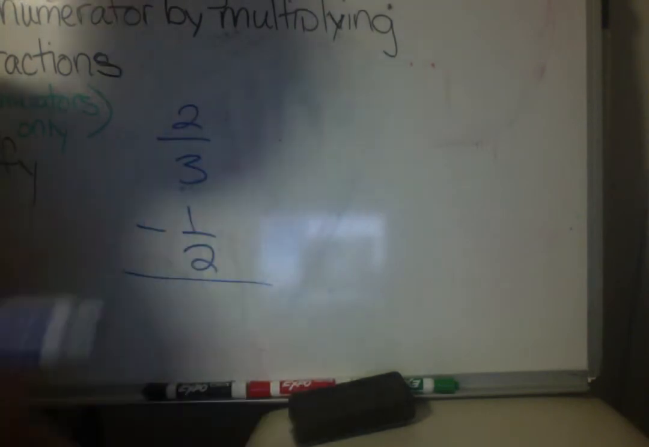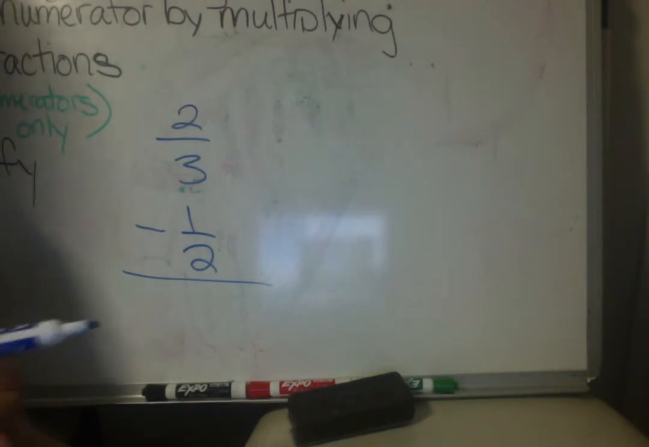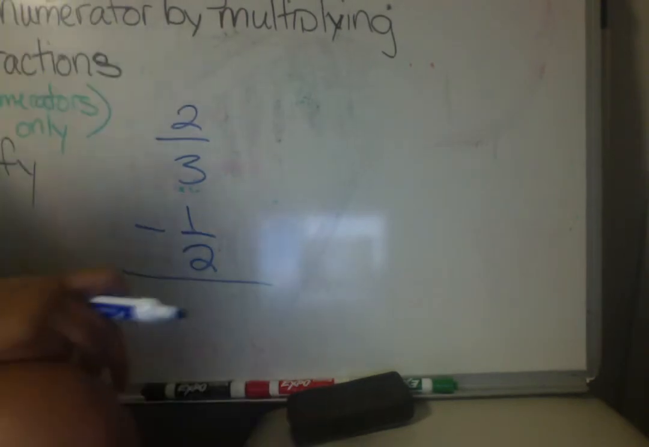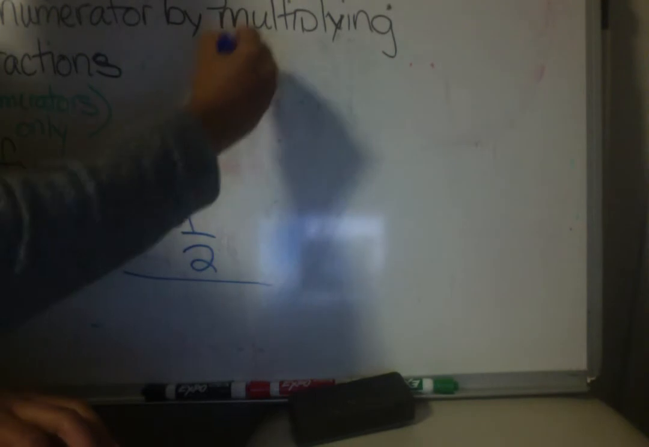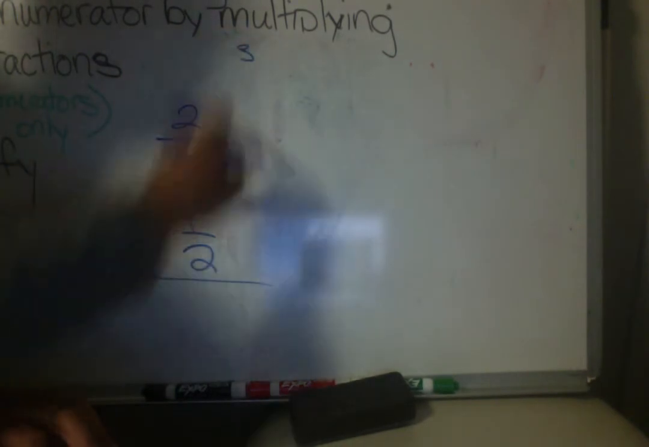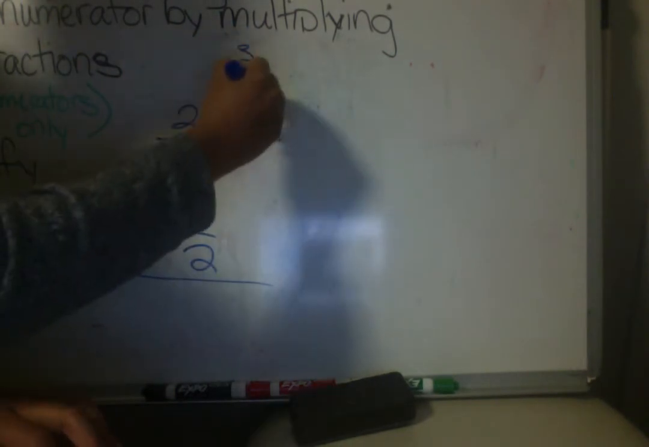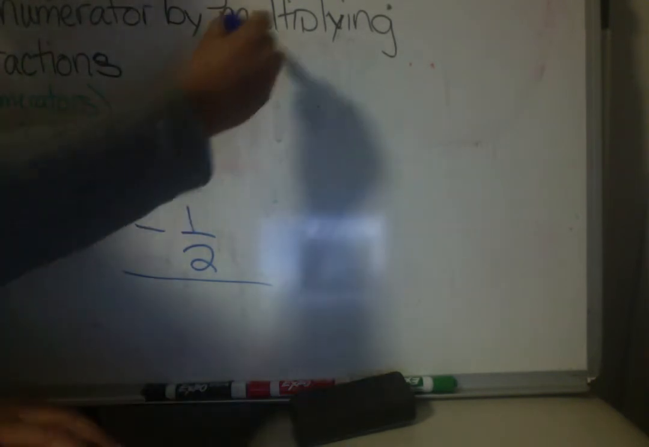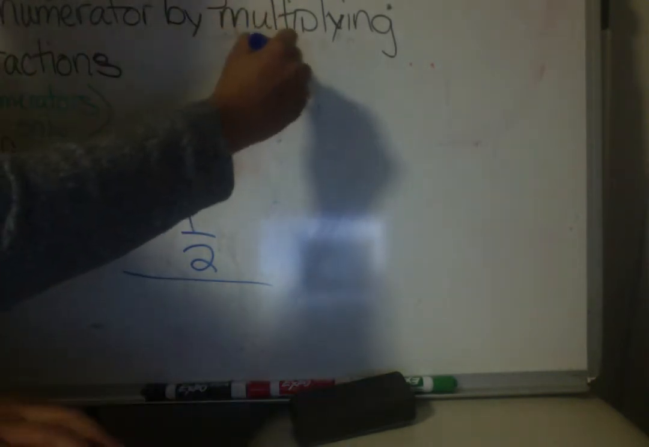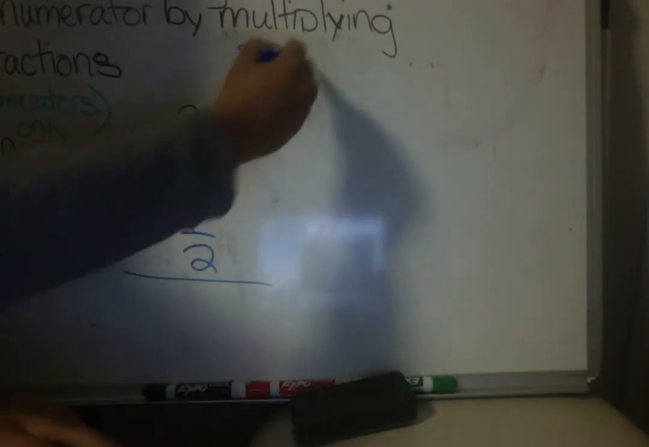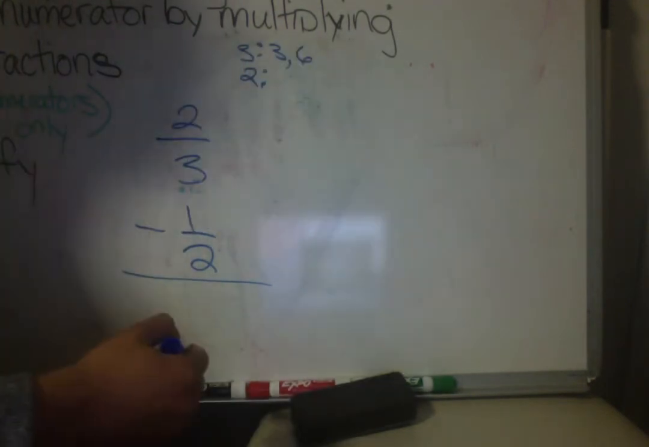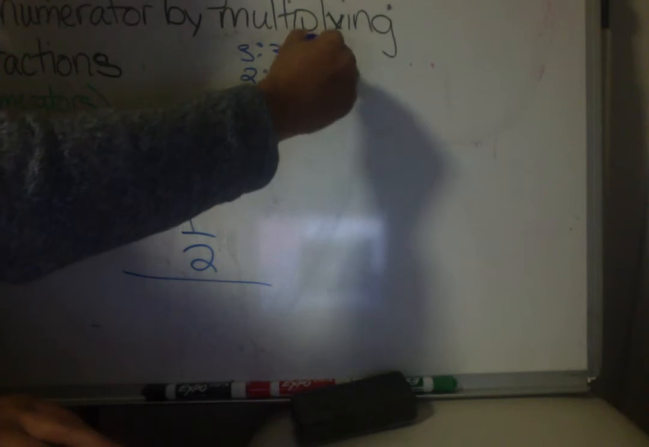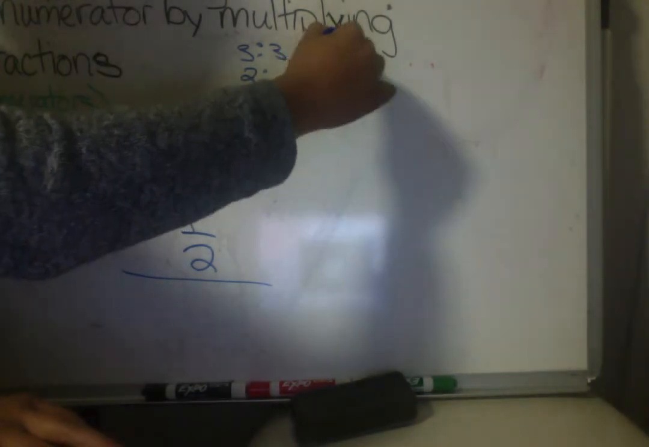Let's do 2/3 minus 1/2. First denominator is a 3, second denominator is a 2. We are both different, so we need to list the multiples for both. 3 times 1 is 3. 3 times 2 is 6. 3 times 3 is 9. 3 times 4 is 12.